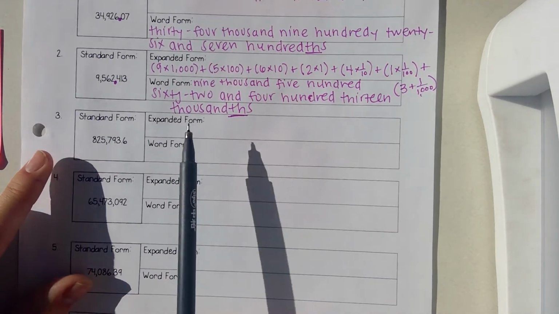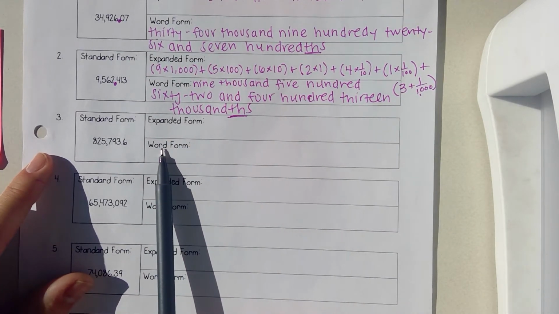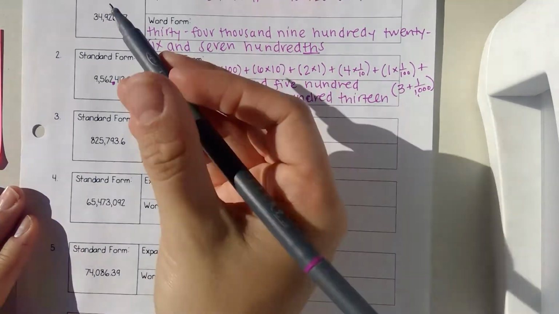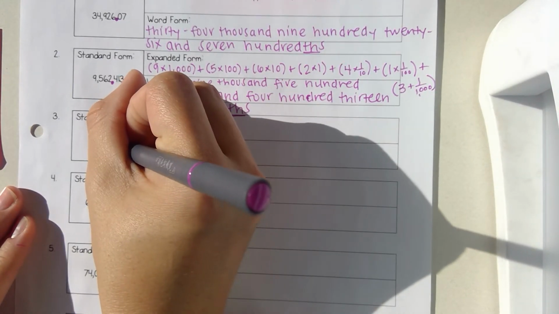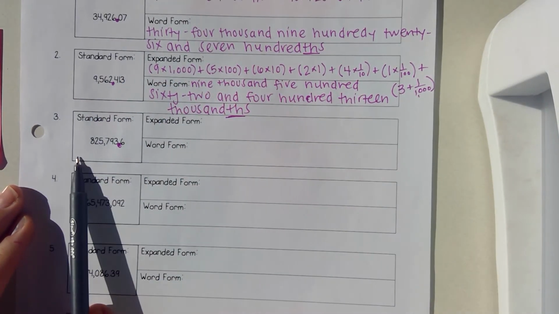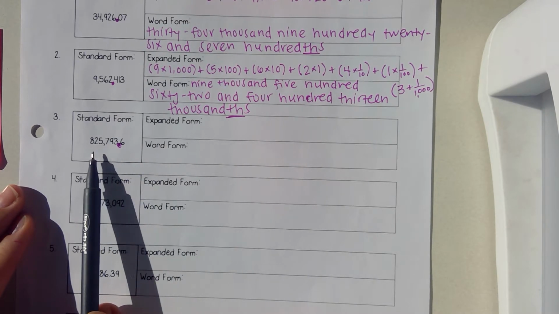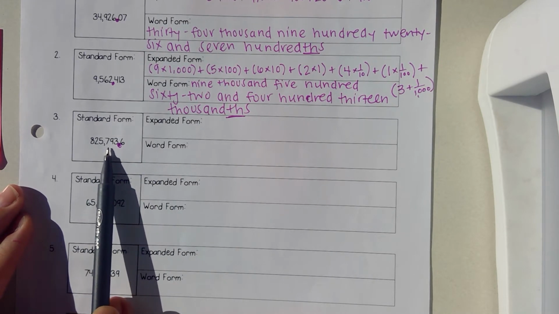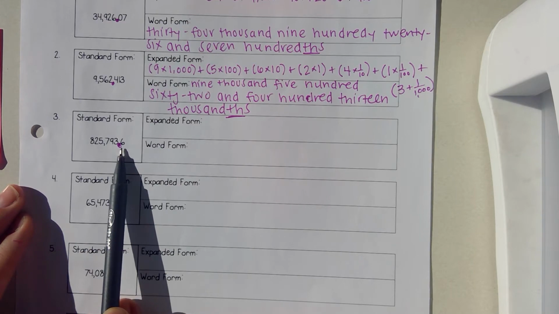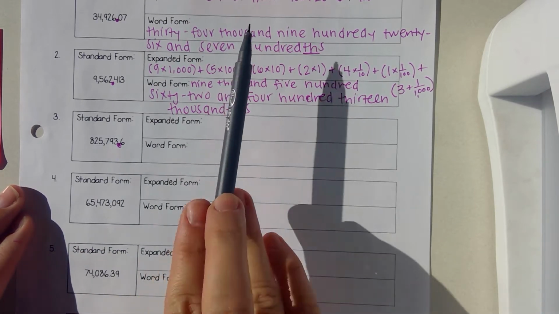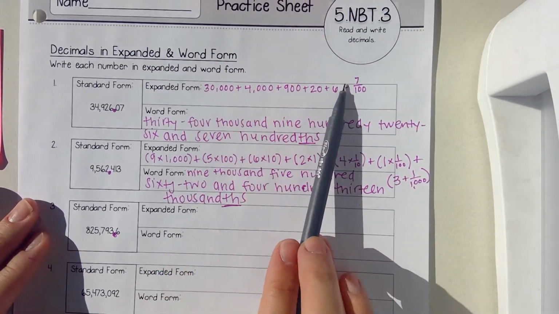They've written it for us. We are responsible for doing expanded and word. So I'm going to make my decimal point a little larger. Everything to the left is a whole, everything to the right is a decimal. So 825,793 and 6/10. So in expanded form, we'll go back to our first way of doing expanded.